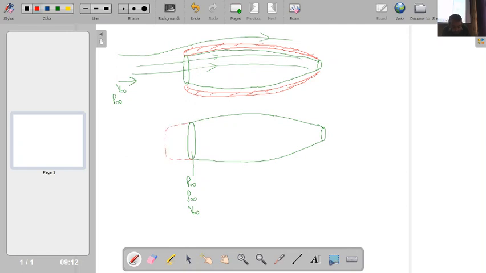Basically this assumption in a certain sense works if we extend this stream tube outside the body of the aircraft. If I slightly extend this stream tube outside the body of the aircraft, then I can say that at this point my conditions can be V infinity, P infinity, and rho infinity. Is this point clear? So what I am doing is slightly extending the stream tube just outside the body of the aeroplane.